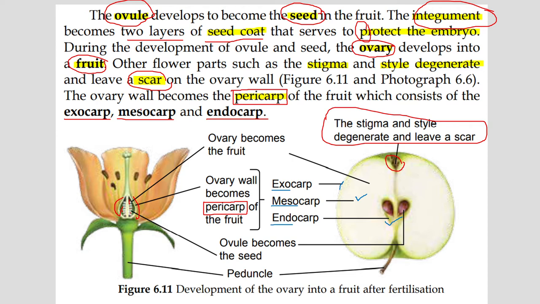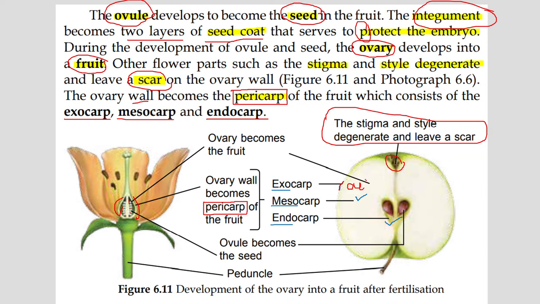Now let's look at the wall. The wall becomes the pericarp. The wall of the ovary refers to the wall of the fruit. So peri means around or about. This pericarp consists of exocarp, which means outer.